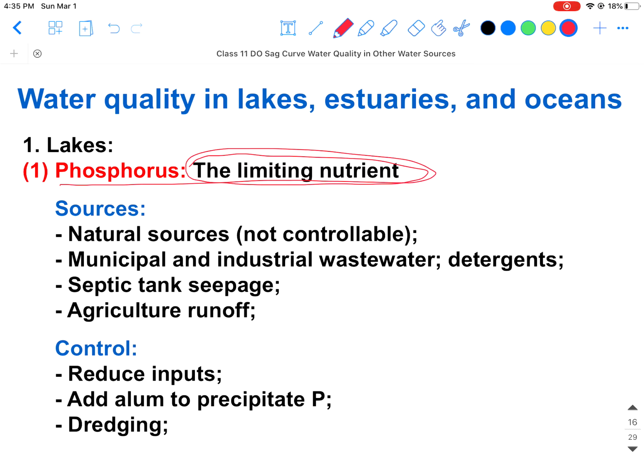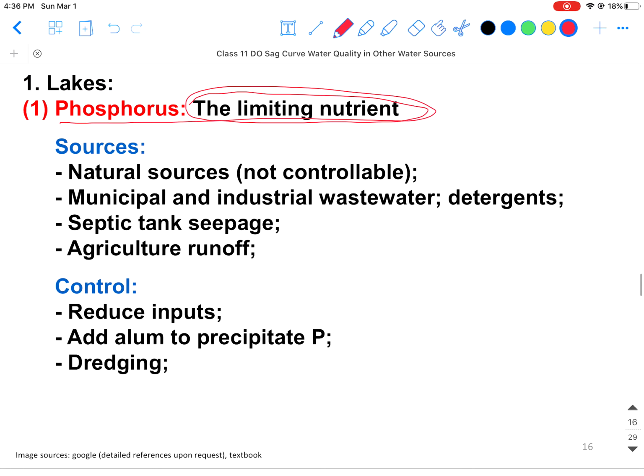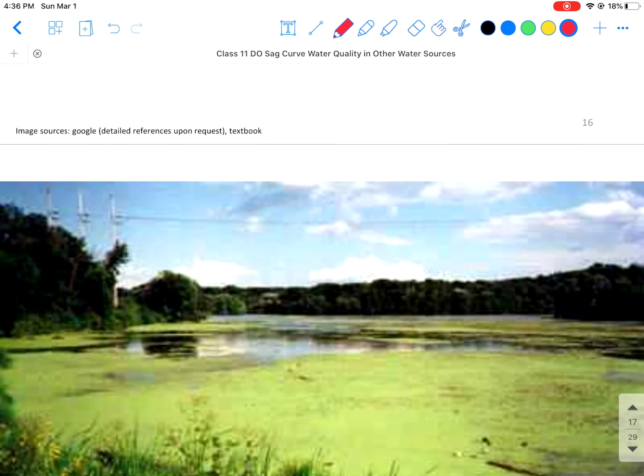For example, the natural sources, we're not able to control that. It can come from the municipal and industrial wastewater, detergents, septic tank seepage, agriculture runoff. So to control the phosphorus, we have to reduce the inputs, add alum, basically aluminum sulfate, to precipitate the phosphorus, or we can use dredging.